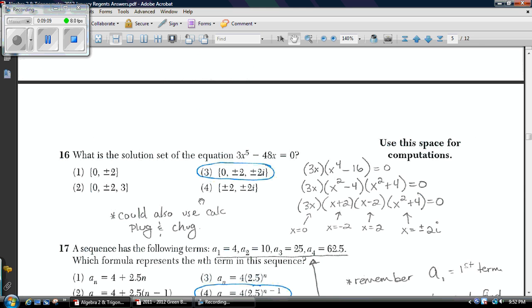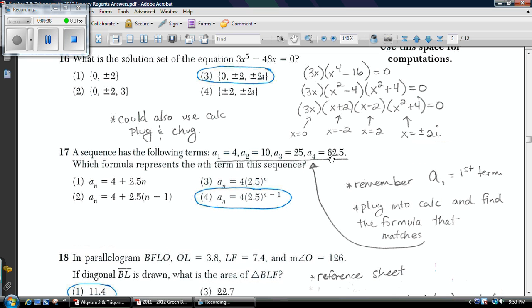What's the solution set? Well, you could plug in these problems one by one, or factor, right? These guys' greatest common factor, the GCF, is 3x. You're left with x to the fourth minus 16. This is the difference of two perfect squares. This is the difference of two perfect squares again. And then solve. Find out what value makes them all 0. 0, negative 2, 2. And this is imaginary, so it's going to be plus or minus 2i.